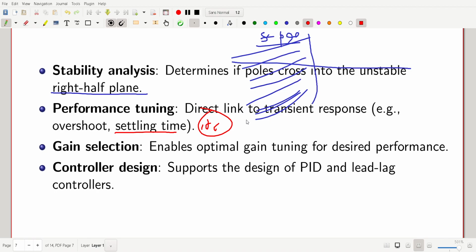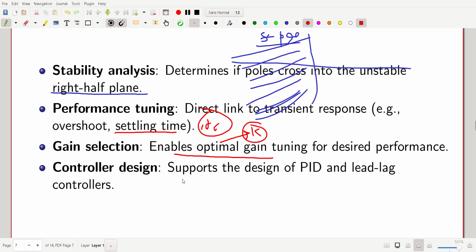Okay, so I'm just giving the importance here of the root locus and how we can utilize it. In case of gain selection, it enables optimal gain tuning for desired performance. This is also important: if you vary the gain k in control design, this also impacts the overall gain. We will explain this in upcoming videos. So it is helpful.